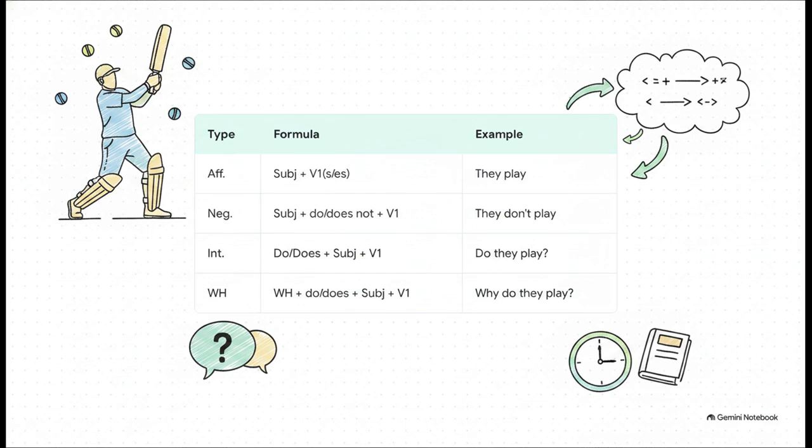Third is the interrogative, which is just a fancy word for a question. Do they play? And you can even easily combine the negative and interrogative to make a negative interrogative, like do they not play? Honestly, compartmentalizing these formulas like this builds instant grammatical confidence.